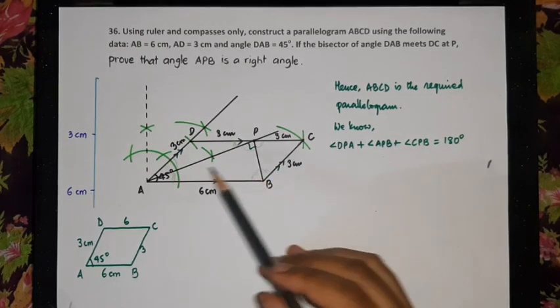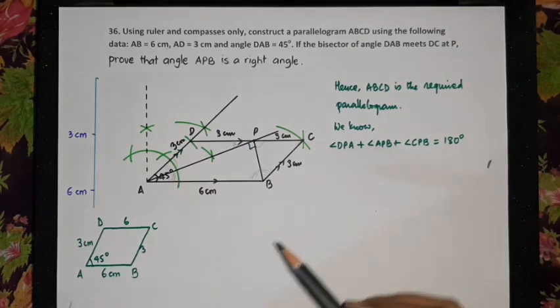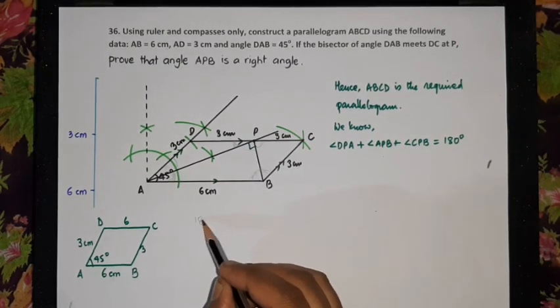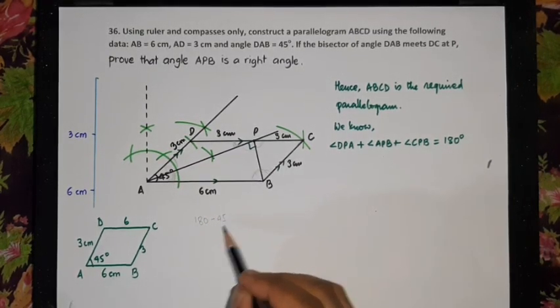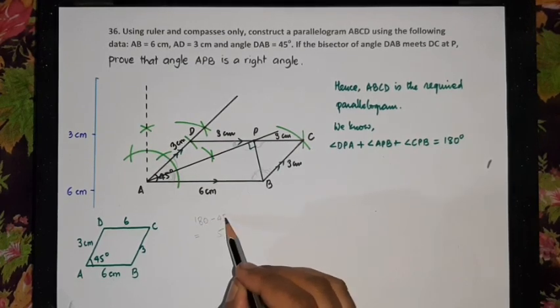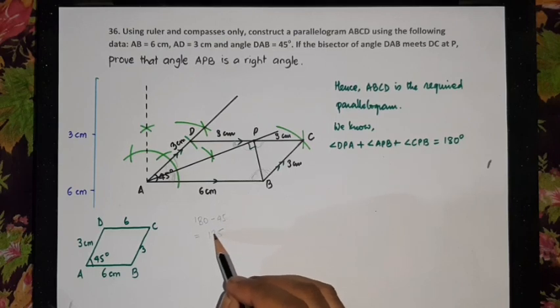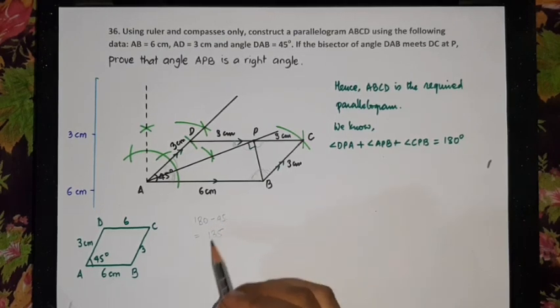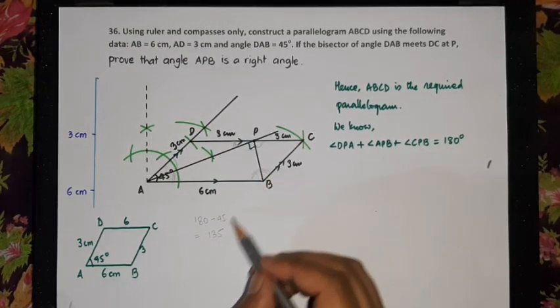180 minus 45. Okay, so 180 minus 45 is how much? 10 minus 5 is 5, so we have 17 left. 17 minus 4 is 135. Okay, so the value of this angle is 135.